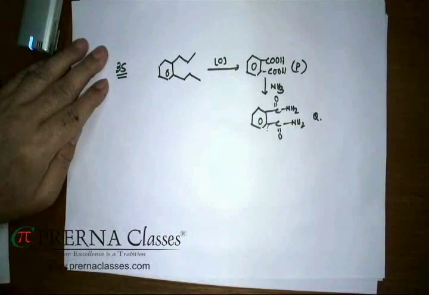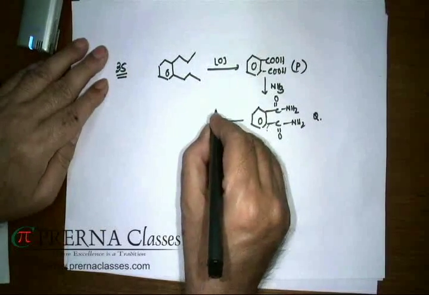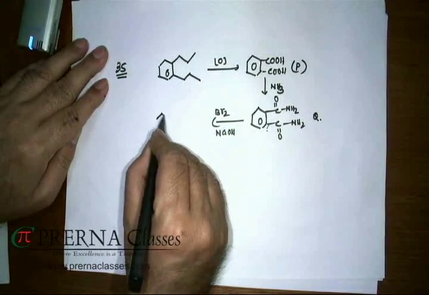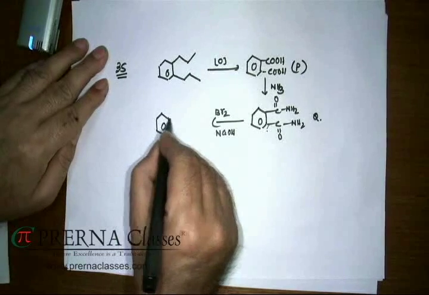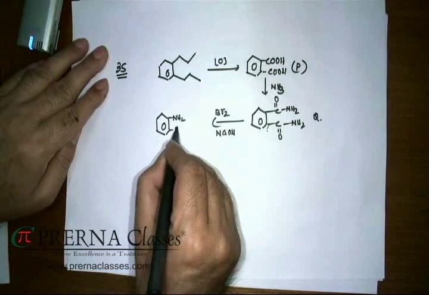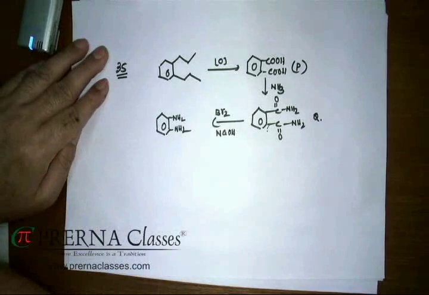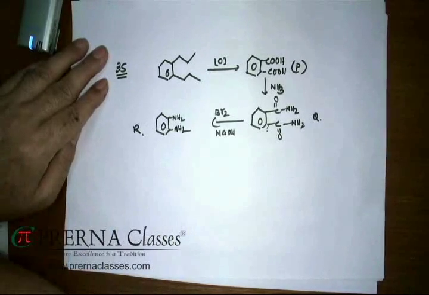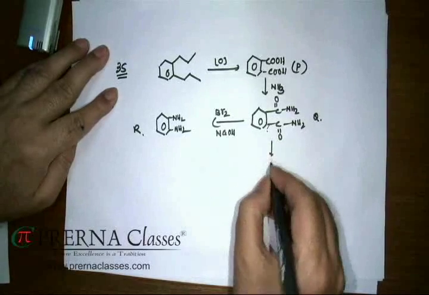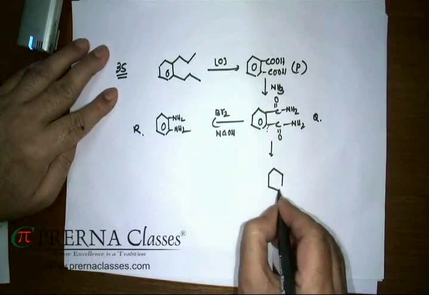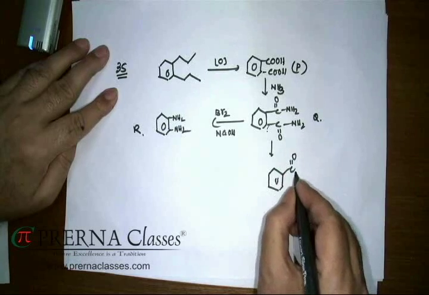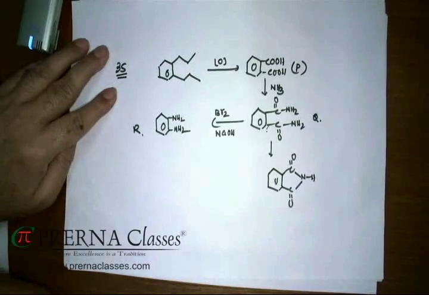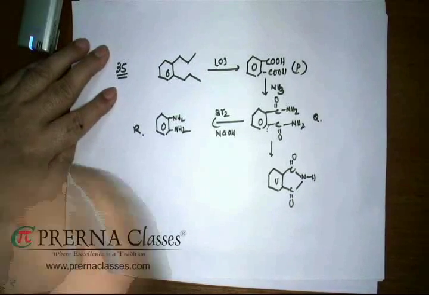The compound Q on treatment with Br2 NaOH, so you get NH2. This is R. On strong heating, Q gives this, which is S.